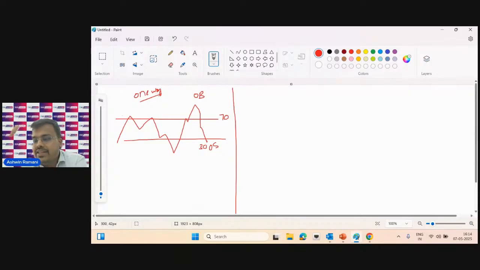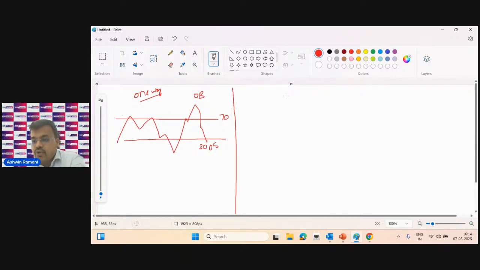And similarly, below 30 you know that the stock has already fallen a lot, so chances are that you might hunt for some reversal entries at the bottom rather than looking for some sell entries here. Okay. So this is one way to look at RSI.